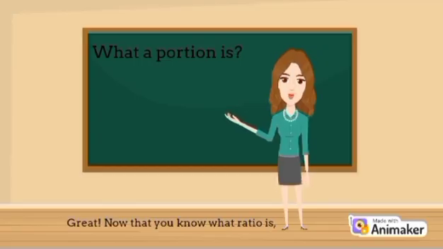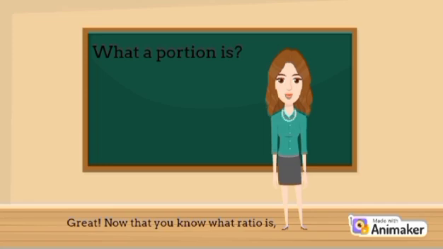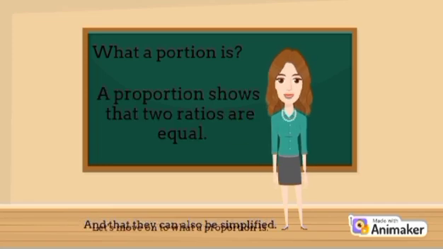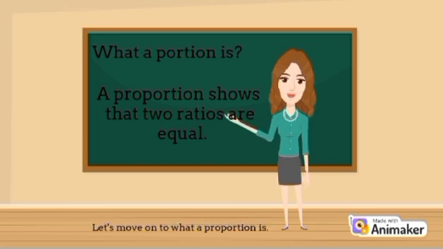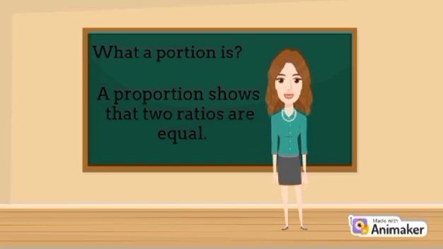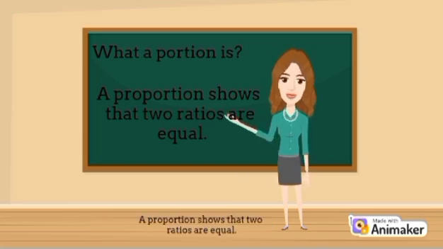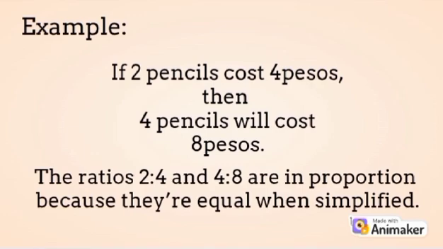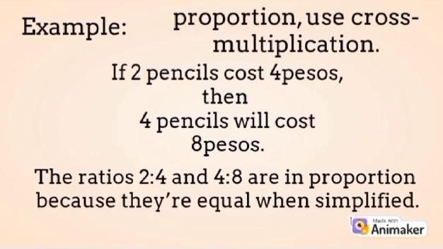Great! Now that you know what a ratio is, and that it can also be simplified, let's move on to what a proportion is. A proportion shows that two ratios are equal. For example, if two pencils cost 4 pesos, then 4 pencils will cost 8 pesos. The ratios 2 is to 4 and 4 is to 8 are in proportion because they're equal when they're simplified.